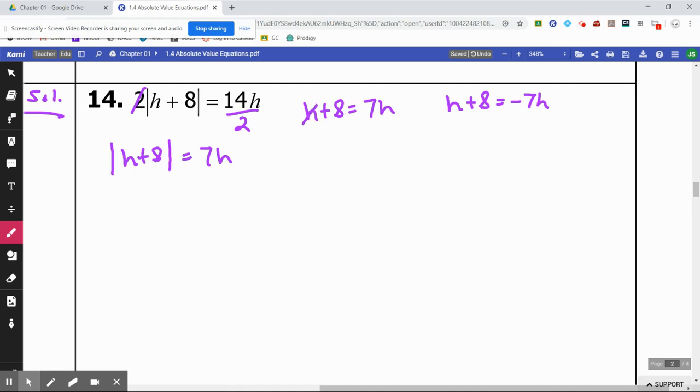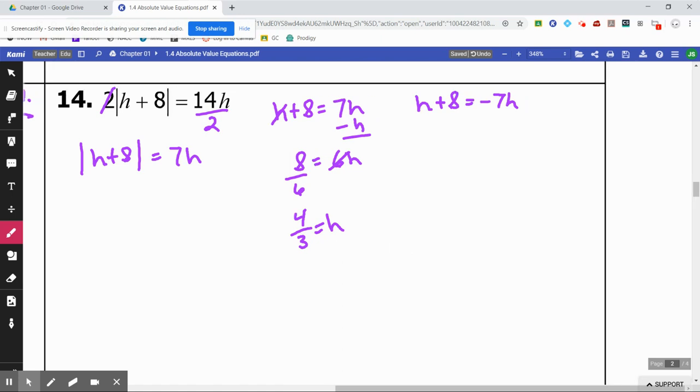I'm going to move my h by subtracting. Gives me 8 equals 6h. So that would be divided by 6. You get h would be 4/3. This is not going to be as fun to plug in. Over here, I'm going to move my h by subtracting, and that gives me 8 equals negative 8h. Divide by negative 8 gives me h would be negative 1. So there's my two possibilities. Now let's check them.